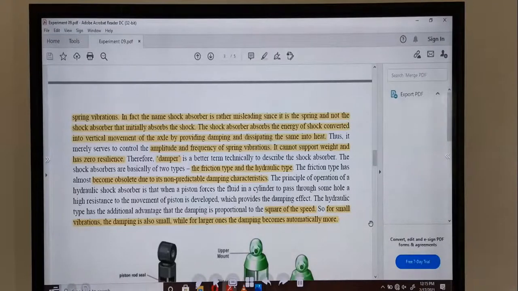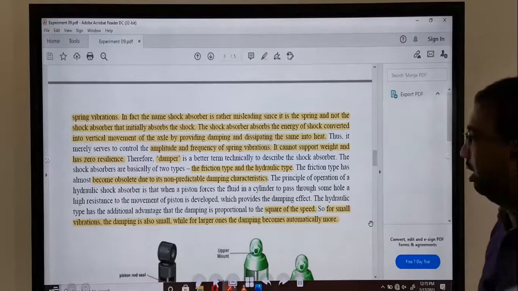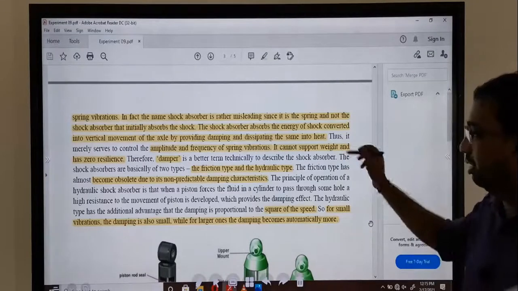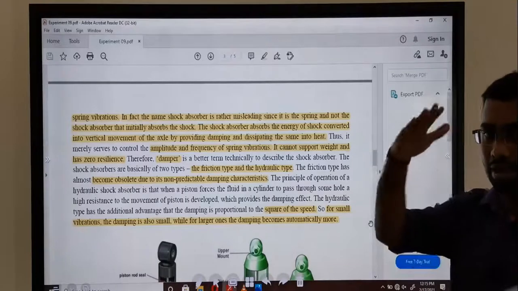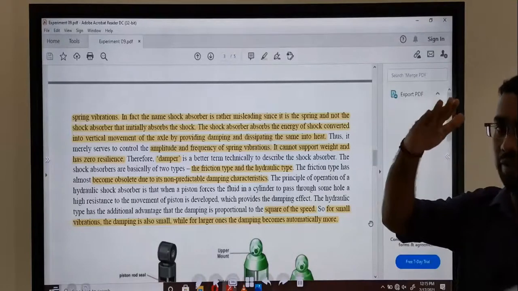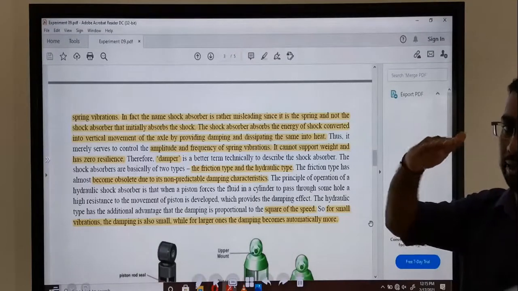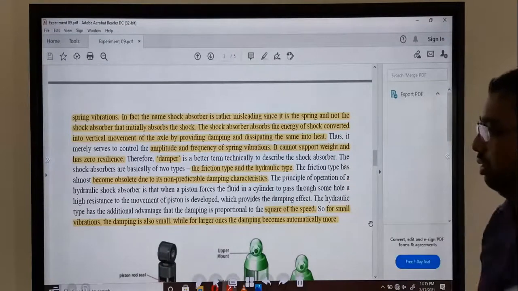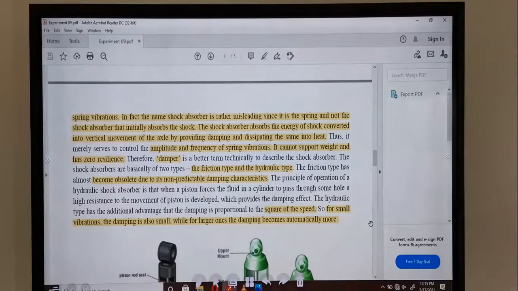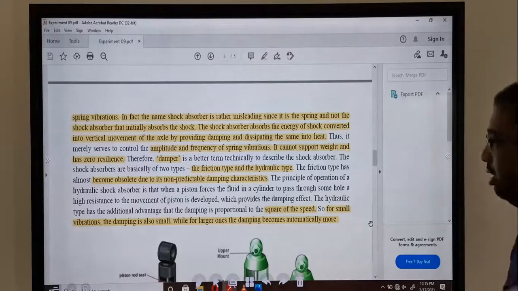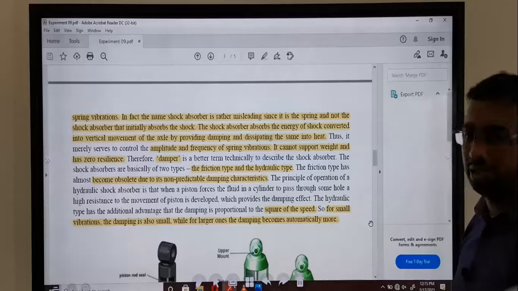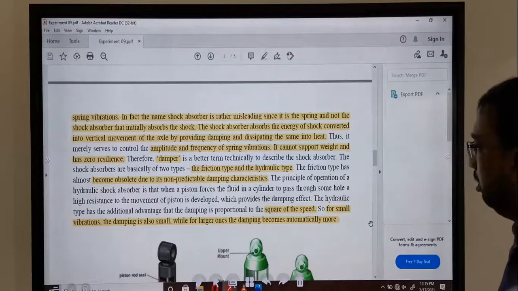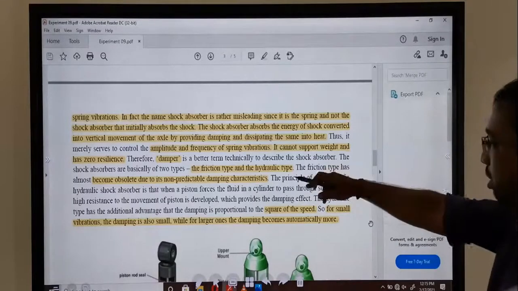If we add more weight in the vehicle, this kind of damper has a particular limit of weight. It can absorb a maximum of this amount of weight, so it cannot support the vehicle and has zero resilience. It has zero resilience, so it cannot control the resilience also.